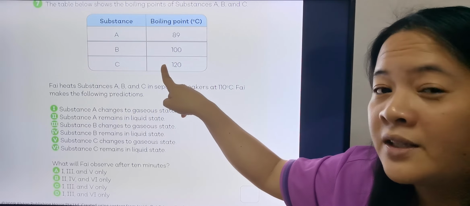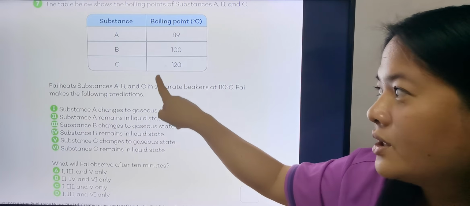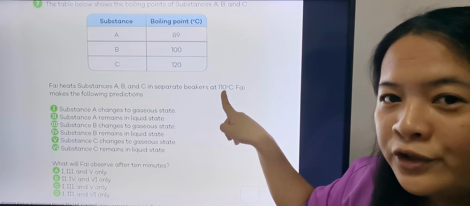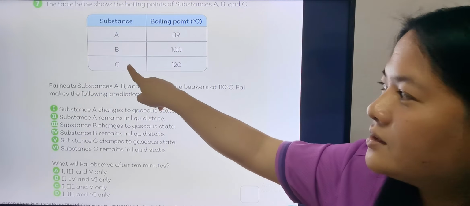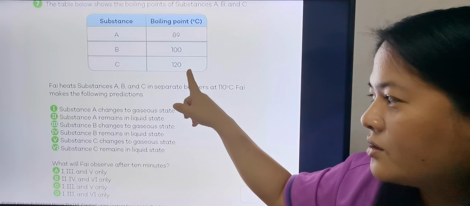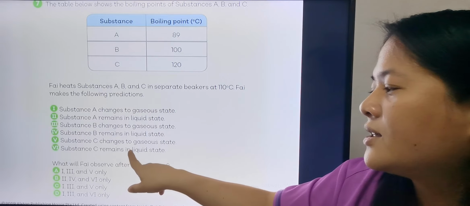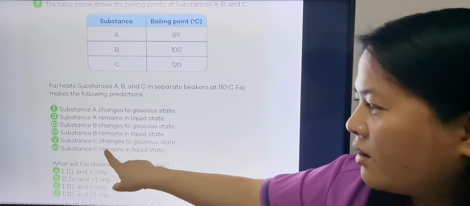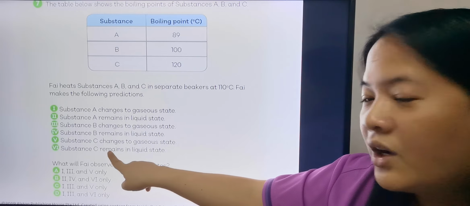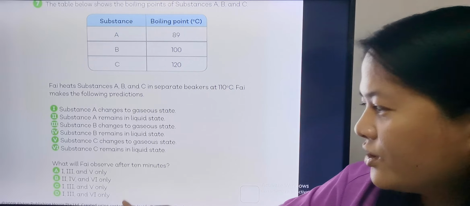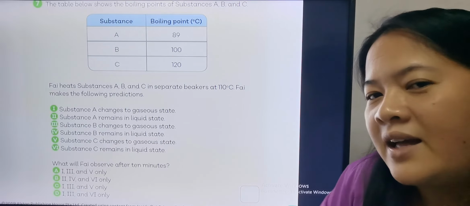And for substance C, its boiling point is 120 degrees Celsius. But Phi only heats the beakers at 110. So it means that substance C will not yet change into gaseous state. It will remain in its liquid state. So number 5 is wrong. Number 6 is correct. So what's the correct answer? You choose the correct answer, you write the correct answer.